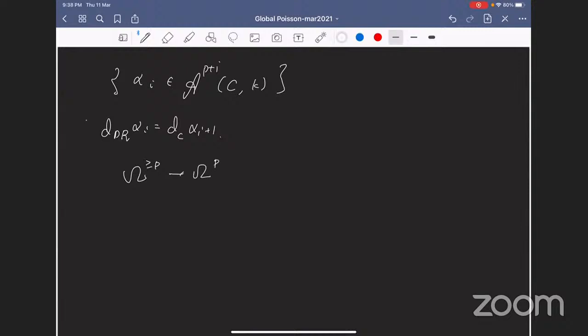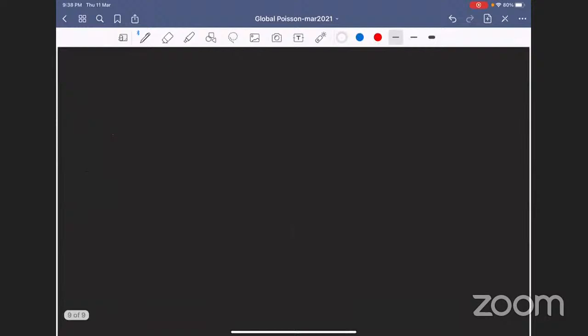Therefore, we have the projection map from closed p-forms to p-forms, which is just sending it to the first element. If I have a p-form called omega, I call the projection image omega zero. Okay, so this is the general picture of a p-form and closed p-form. So now we are ready to define what is a symplectic form.